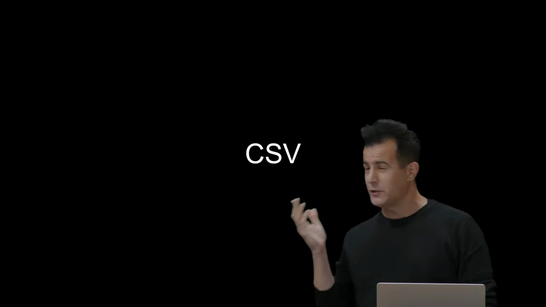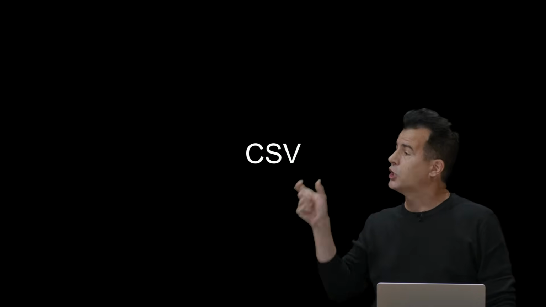But TSV is a thing for tab separated values, PSV, which is pipe separated values, where you might have a vertical bar. Essentially, these file formats try to use a character that might not appear in the actual data so as to separate your rows and columns.